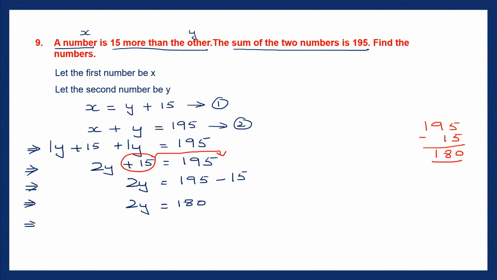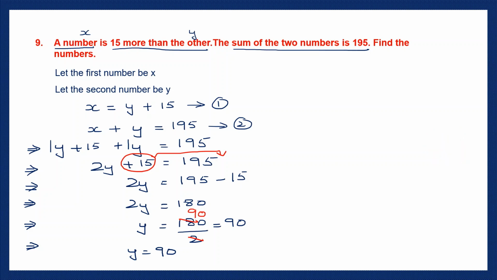Therefore, we can find the value of y. Y is equal to 180 divided by 2. So we can divide it here itself. We can cancel. 2 9s are 18 and then 90. So here we've got y is equal to 90. So that is the second number. So y is equal to 90. This is the second number.